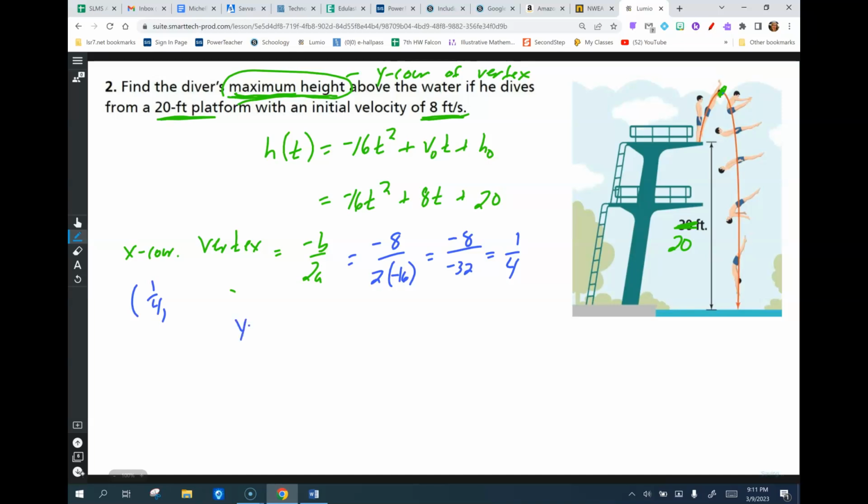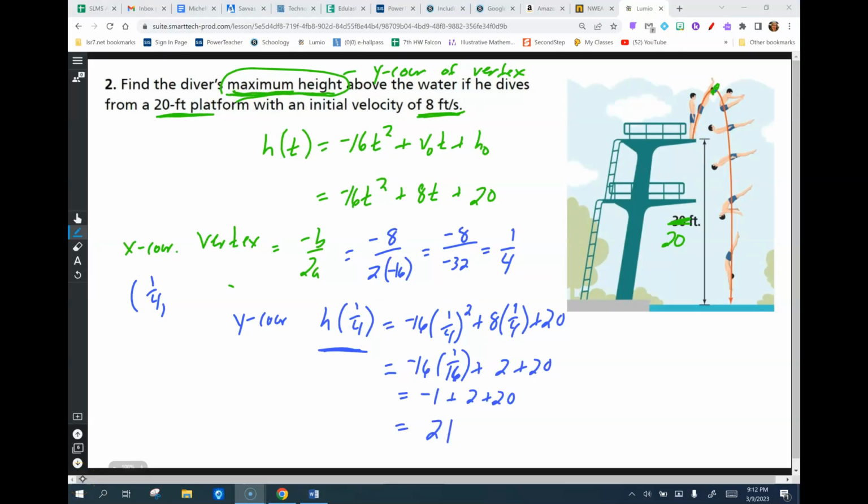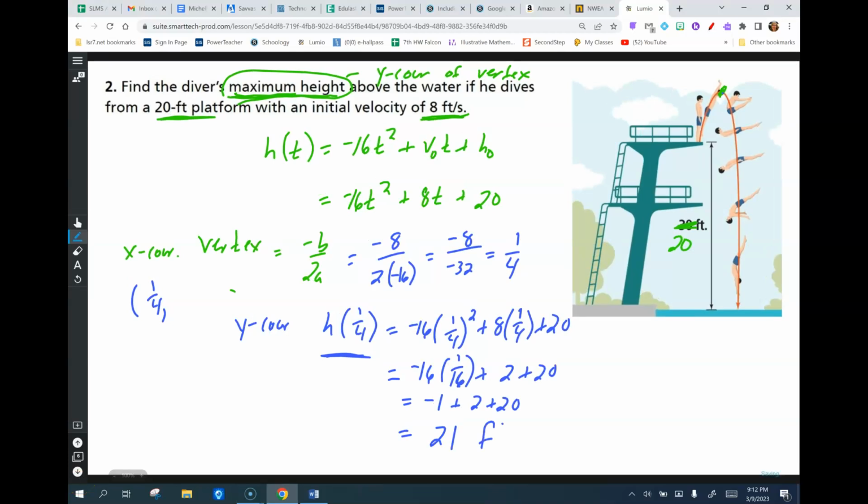Now we're going to find the y-coordinate of the vertex by plugging it into our formula. So we're going to find h of 1/4. And that's what's so great about function notation, it's so easy to see what you're actually plugging in, and it helps you remember what your x-coordinate is. Why did I draw a line? I do not know. Let's try this again. Okay? So we're going to go with negative 16 times 1/4 squared plus 8 times 1/4 plus 20. Go. So hopefully you came up with 21 feet. That's going to be his highest point, or their highest point.